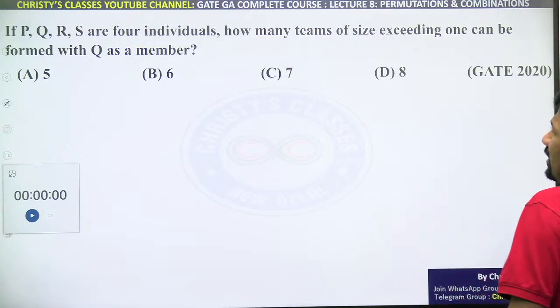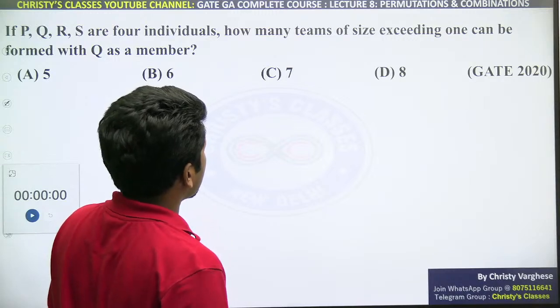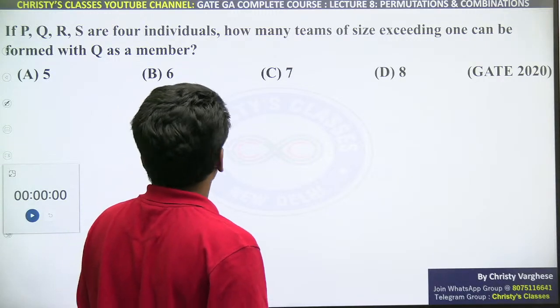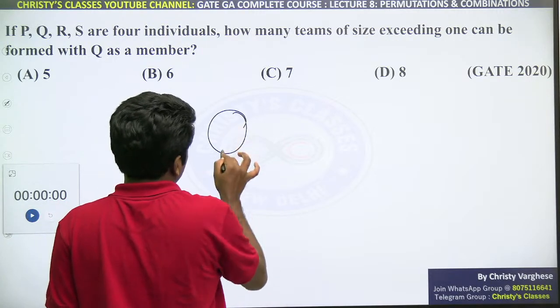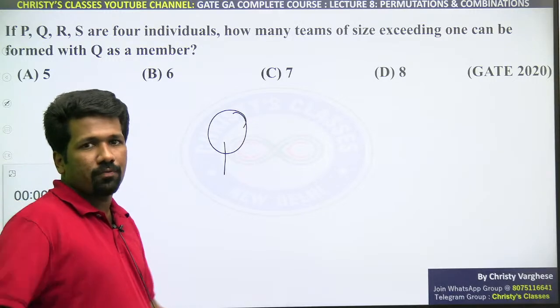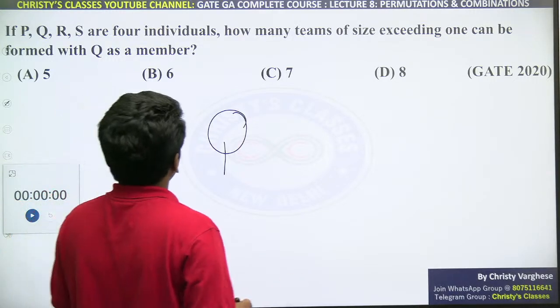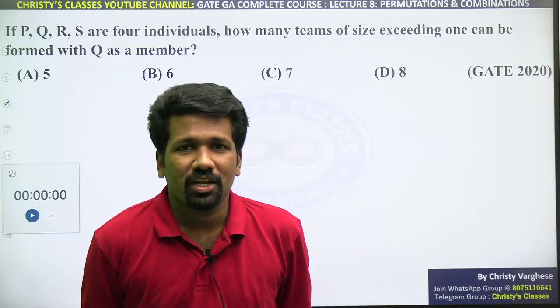So here what is the idea? P, Q, R, S are 4 individuals. How many teams of size exceeding 1 can be formed with Q as a member? So Q already fixed member है. Like previous question में वो R and S books fixed हैं. लेकिन यहाँ पे rearrangement नहीं है. Selection का question है. Are you understanding properly?